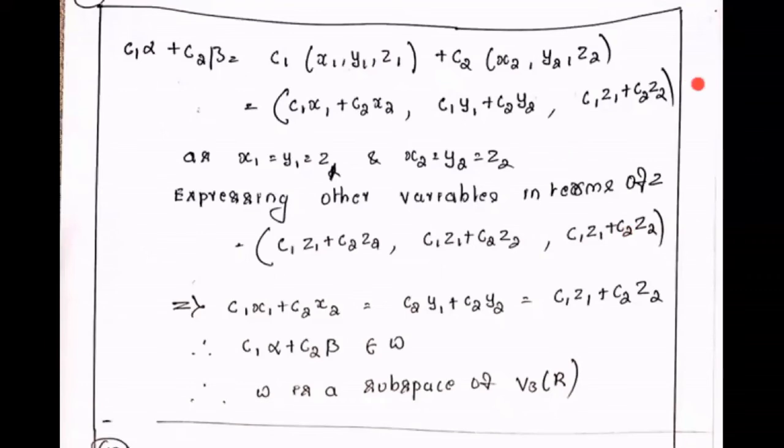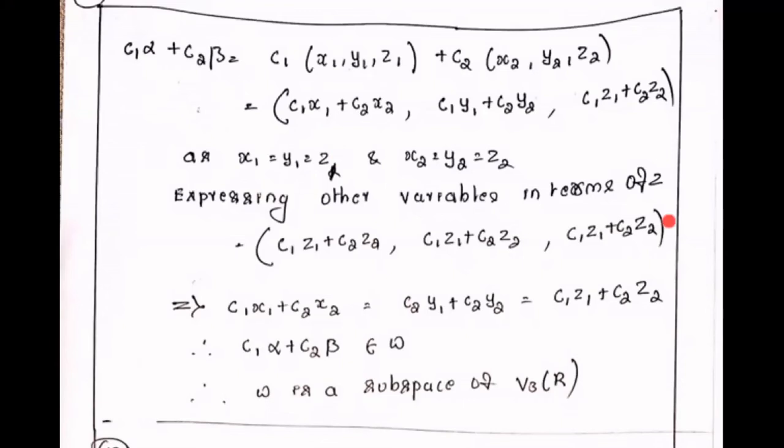So I have taken the same, because of this condition, X1, Y1 is equal to Z1. I replaced all X1s with Z1s. I replaced all Y1s with Z1s. So I replaced X1 with Z1, and similarly, because X2 is equal to Z2, X2 with Z2. Y1 I'm replacing with Z1 because Y1 is equal to Z1. So I replaced all X and Y with respect to Z, and you got this.